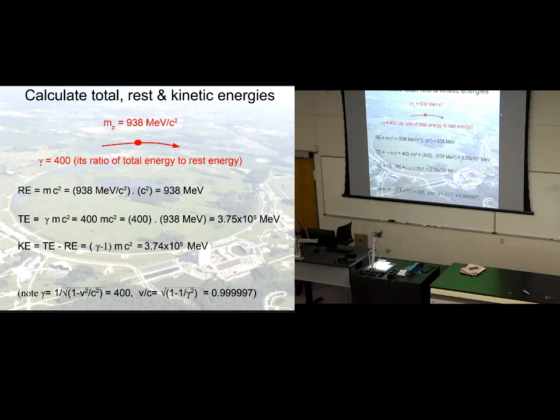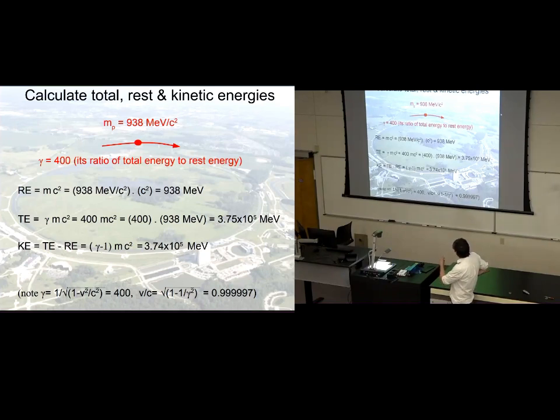Let's just go ahead and calculate the rest energy, total energy, and kinetic energy of our proton. All we were told for the proton was that its total energy is 400 times its rest energy. But I did look up its mass. It's 938 MeV, million electron volts, over c squared.